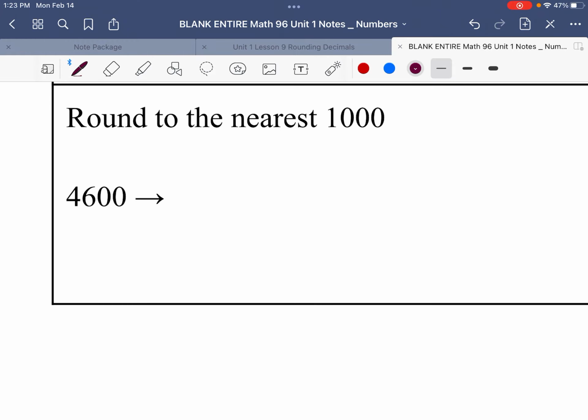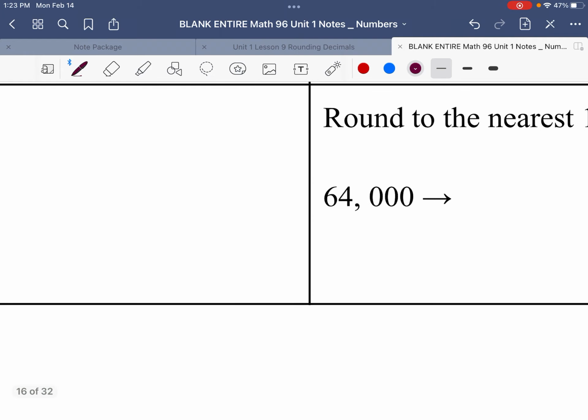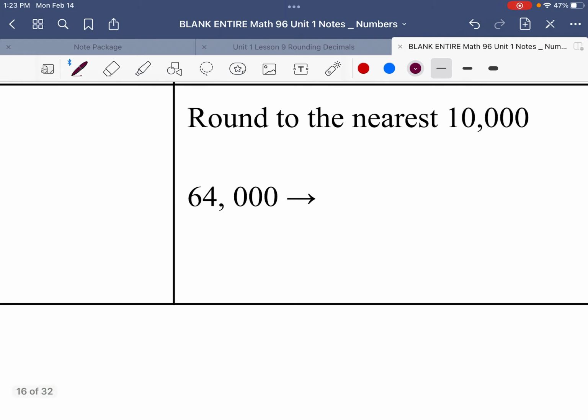Rounding to the nearest 1,000. So you look in this position, the 4. Look to the right, it's a 6, so we're going to round up to 5,000. And rounding to the nearest 10,000, we're looking at the 6. Check the number on the right, it's a 4, so we're going to round down to 60,000.